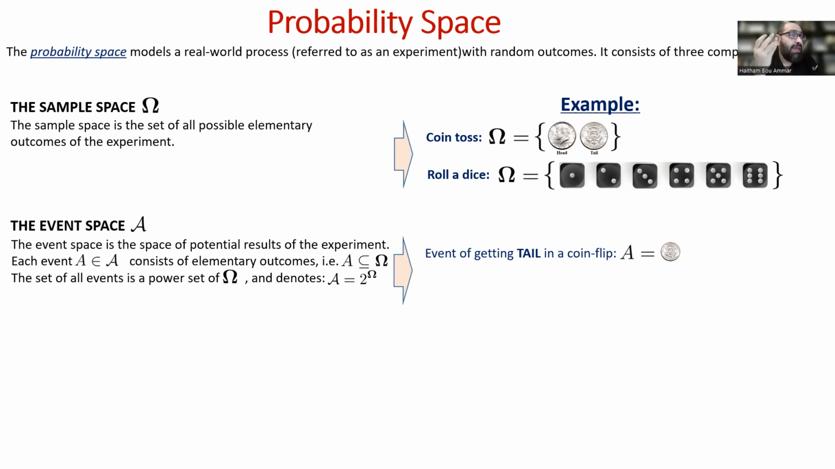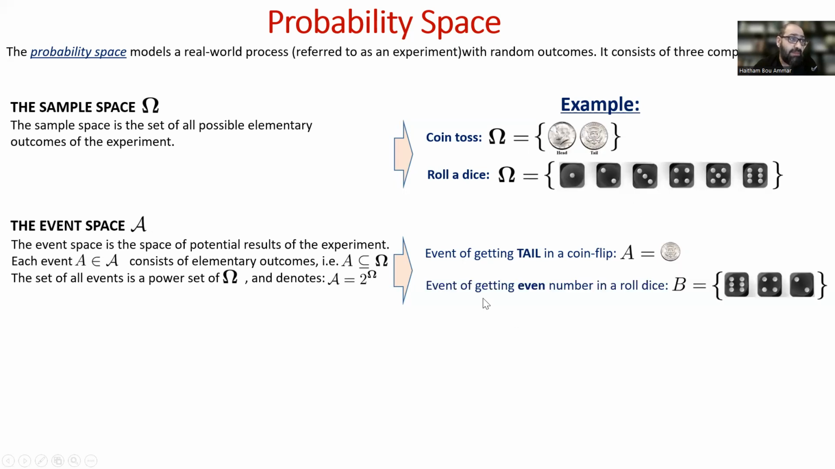So the event of getting a tail, if you do a coin flip, is just this event A being equal to tails. And for example, if we're rolling a dice, we can define the event of getting an even number in the roll of the dice. Therefore this B will be the set that includes the numbers 2, 4, or 6. So these are the even numbers we can get from rolling the dice.